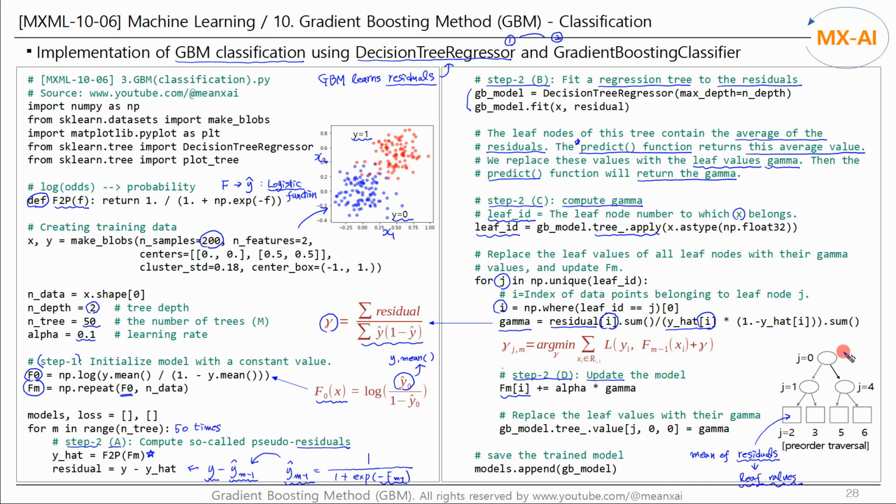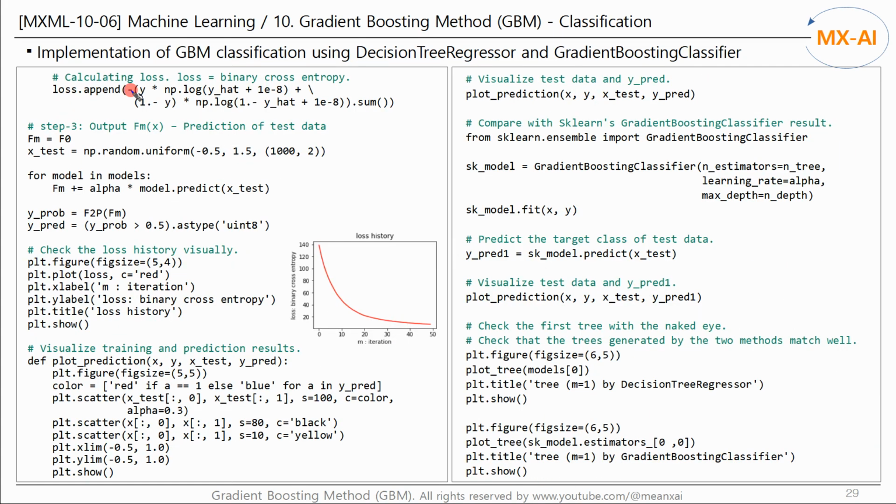For example, in this tree, leaf node numbers are assigned this way. Here, we replace the value of that leaf node with the leaf value, gamma. And save the trained model in the models list. Calculate and store the loss to ensure that training is progressing well. Here, the loss is the binary cross entropy.